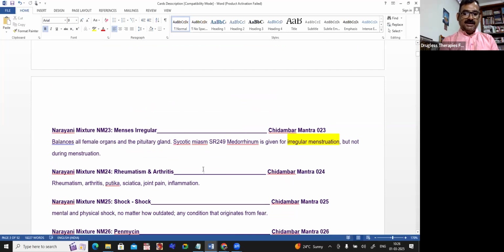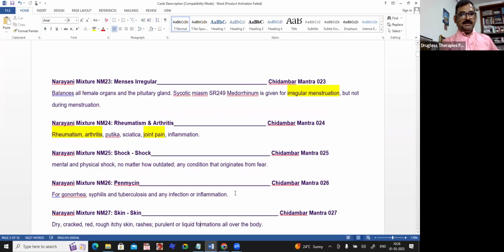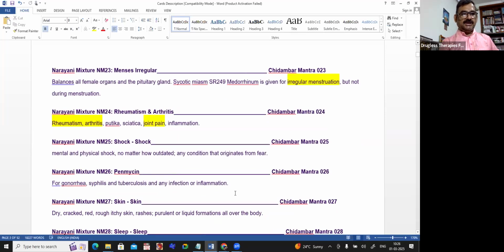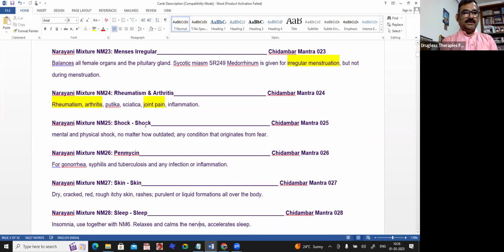And rheumatism, RA, mixture number 24, for what? See, all are very important, but here you can say rheumatoid arthritis, joint pain. Yeah, mixture number 24 is used for joint pain or rheumatism and arthritis. Shock 20, mixture number 25. Don't be afraid. I am going to share whatever I am marking. With the marking I will send it to you. Okay, penmycin.